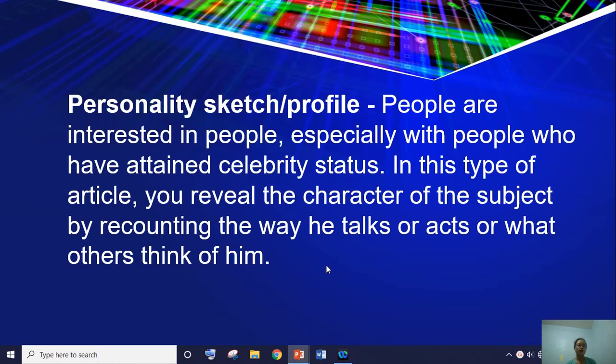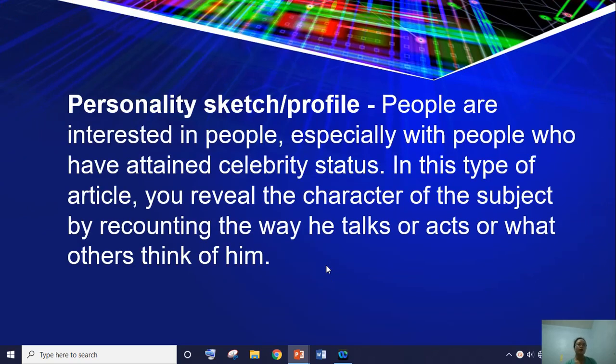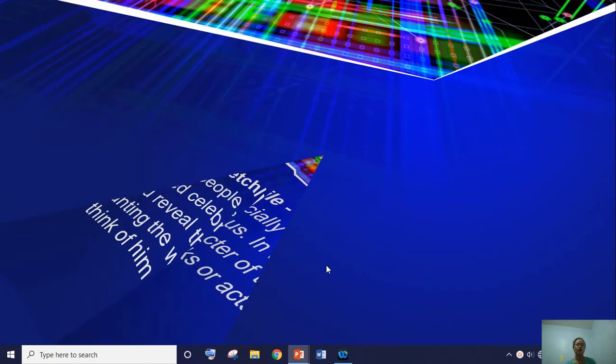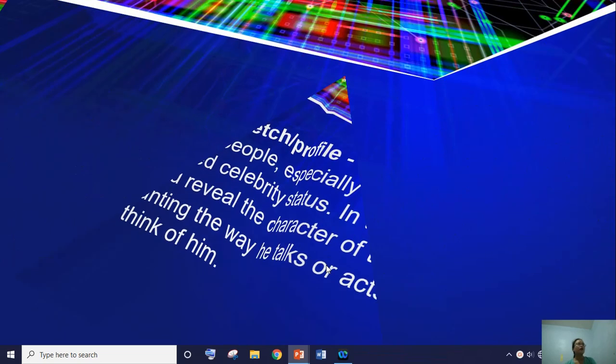Then, the personality sketch or the profile. People are interested in people, especially people who have attained celebrity status. In this type of article, you reveal the character of the subject by recounting the way he talks or acts or what others think of him. So, from the word itself, the personality of a certain person, because we all know that people are interested in other people.